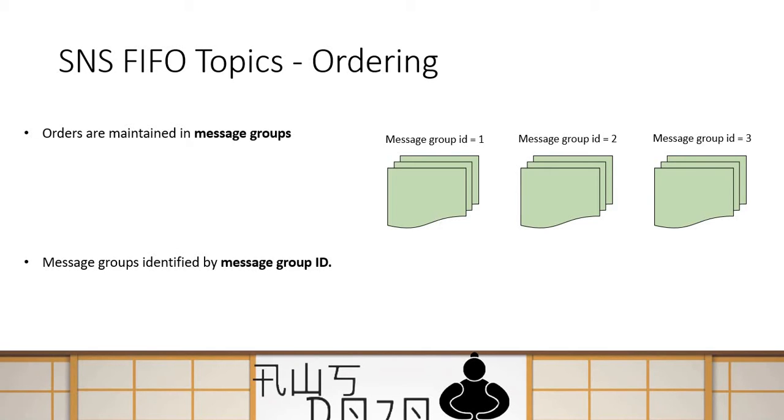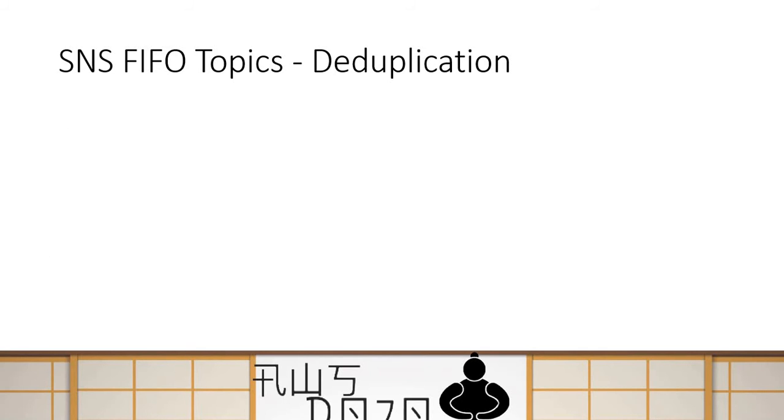Pretty straightforward. So that's how the ordering works. Now, the next one is how does deduplication work? How does the SNS FIFO topic come to know that this message is a duplicate message? Again, you have two choices here.